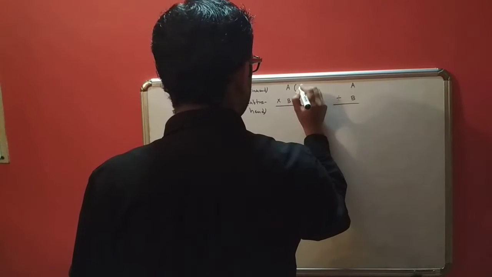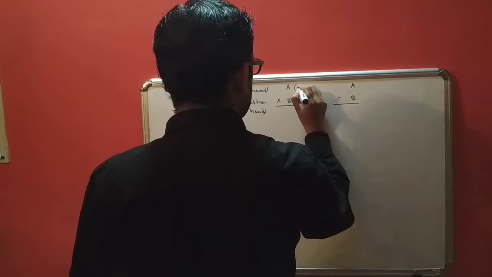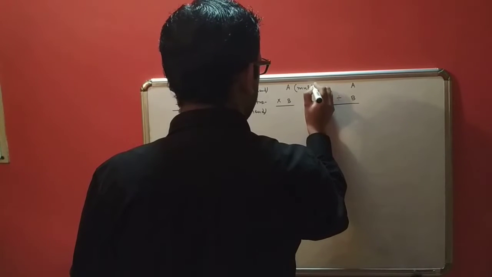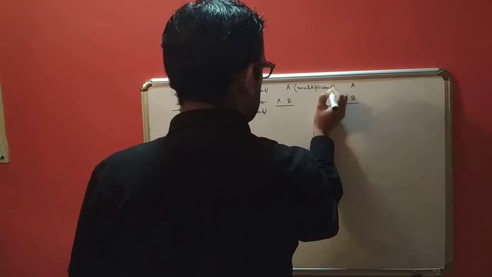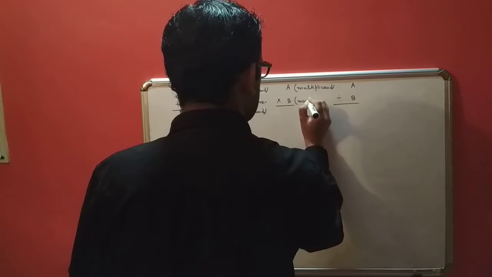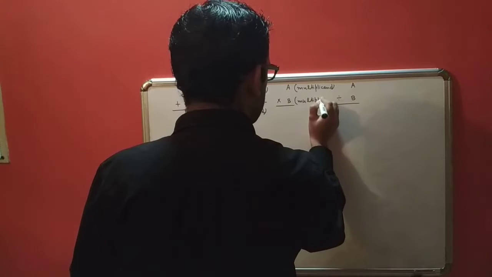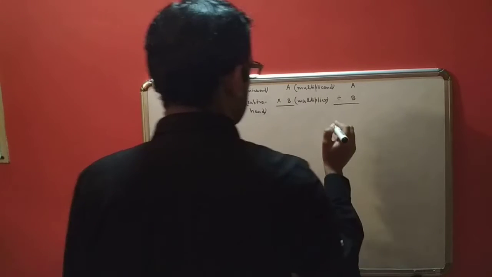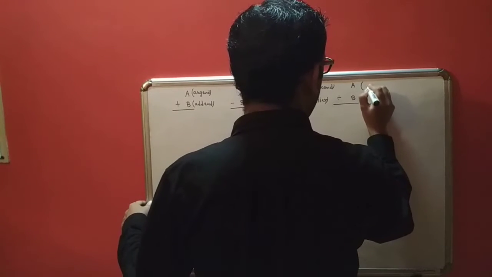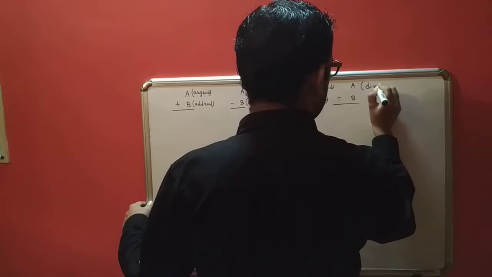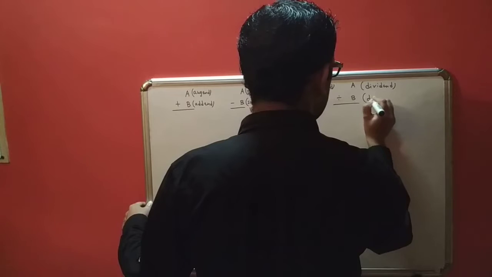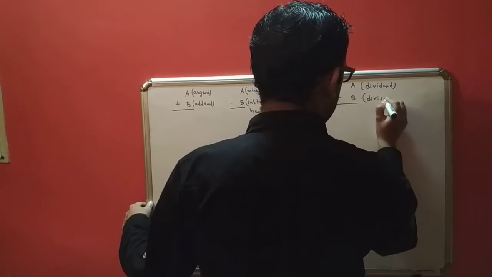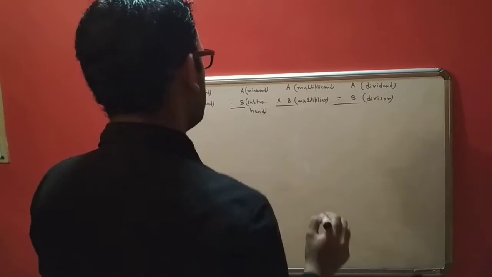Here A is the multiplicand and B is the multiplier. Similarly, here A is the dividend and B is the divisor. It is good to know these terms.